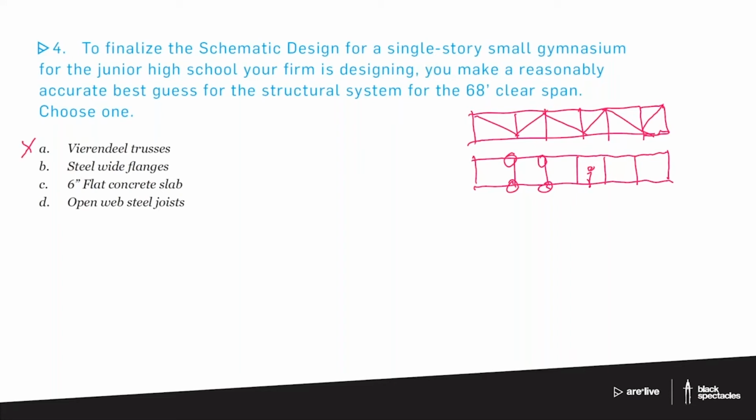Steel wide flanges, so that's just kind of classic steel beams. Steel wide flanges could totally do a 68-foot clear span, but it's not their sweet spot. Like a 40-foot span, a 45-foot span, even up to a 50-foot span is pretty reasonable. 40, 45 is typical. 50, you're starting to get pretty long. 55, 60, 65, you're getting pretty long there. You're going to have a very expensive system.